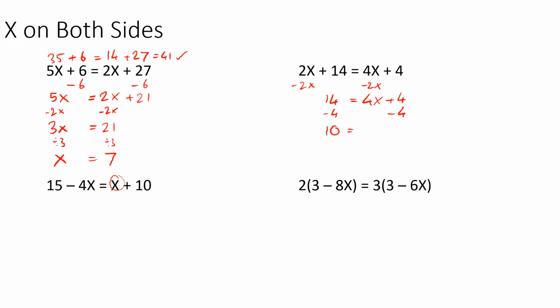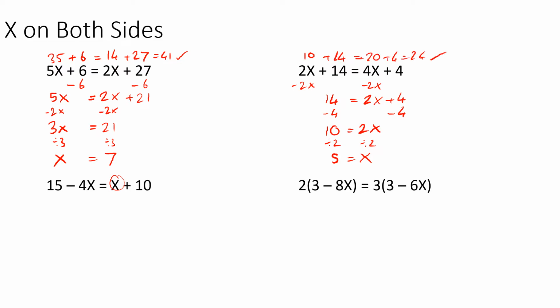10 equals, I should say 2x, shouldn't it? 10 equals 2x, and then we divide by 2. So we'll end up with 5. Let's write that in, divide by 2. We'll end up with 5 equals x. So we reckon 5 is a solution. 10 plus 14 is 20 plus 4 is 24.